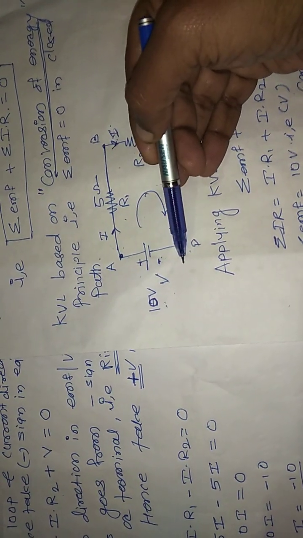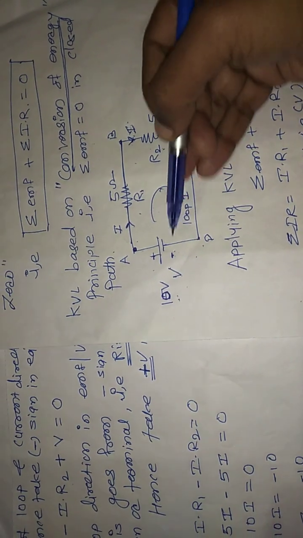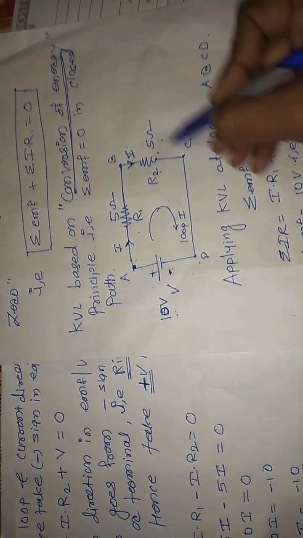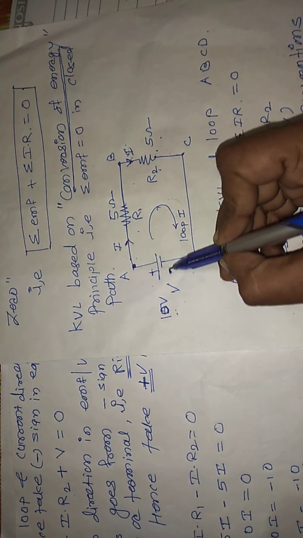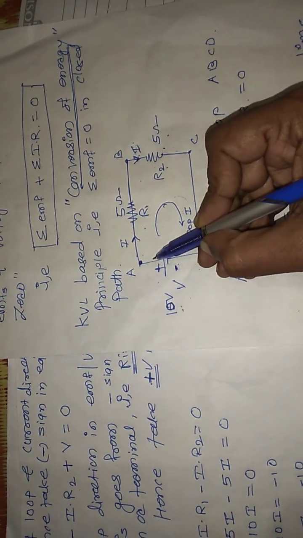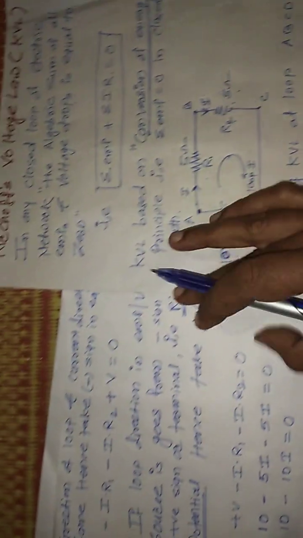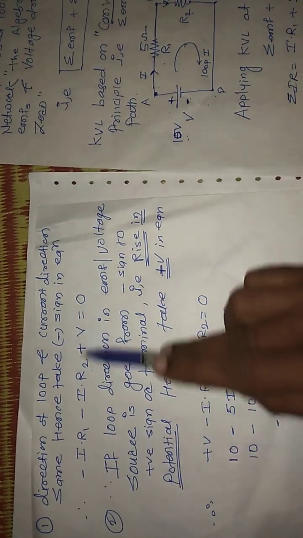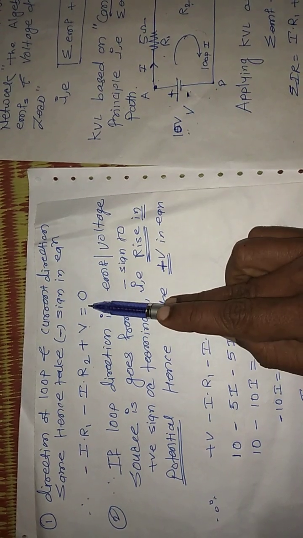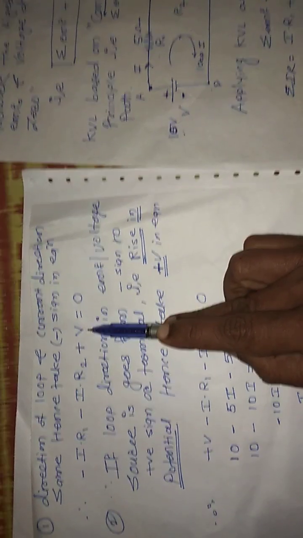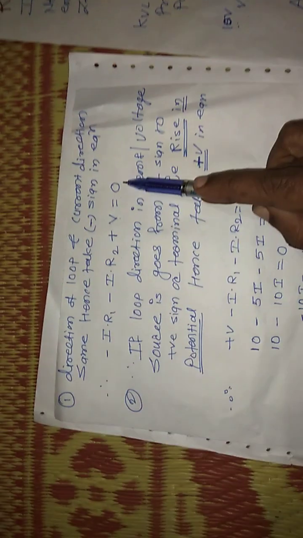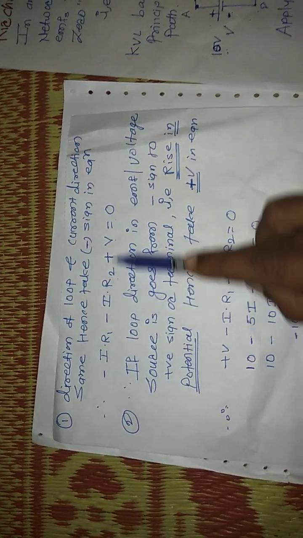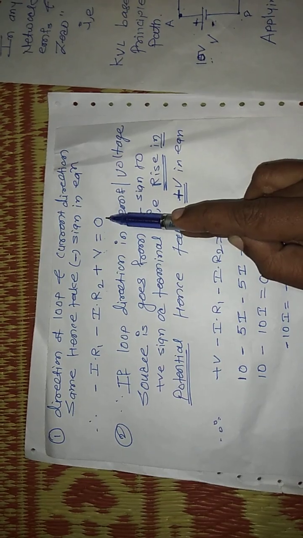Now, after finding the summation of IR, the voltage drops, now find the voltage source term. There is only a single voltage source, and the loop direction first touches the negative terminal of the battery and then the positive, negative to positive, hence you have to take it as positive, a rise in potential. The total summation will be 0, that is, summation IR plus summation of EMF is equal to 0.